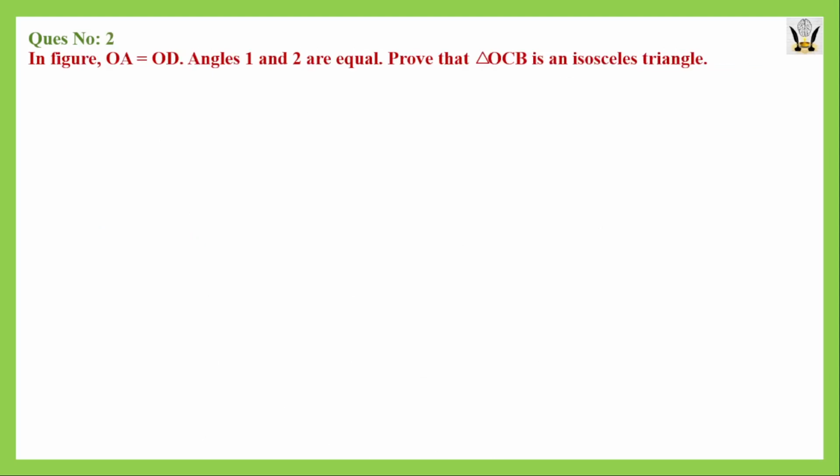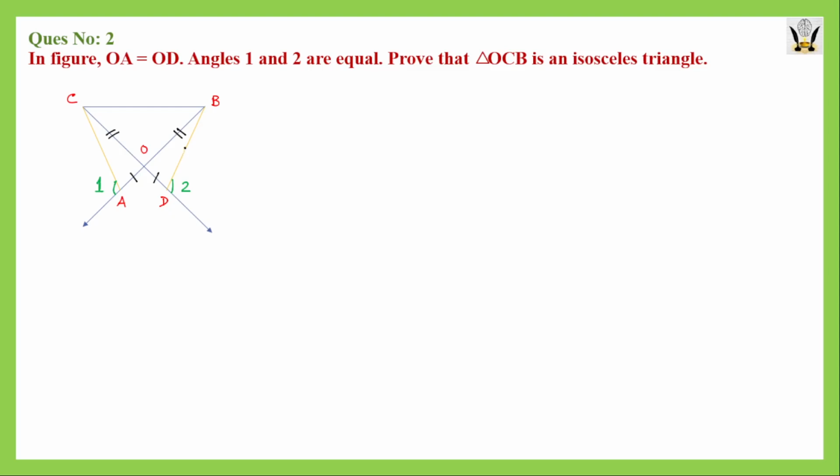Now the second sum. What we can see is in the given figure, it is given that OA is equal to OD. So these two sides are equal and also these two angles are equal. The angles marked as 1 and 2 are equal, and we need to prove that this triangle OCB is an isosceles triangle. That means we need to prove that these two sides OC and OB are equal.